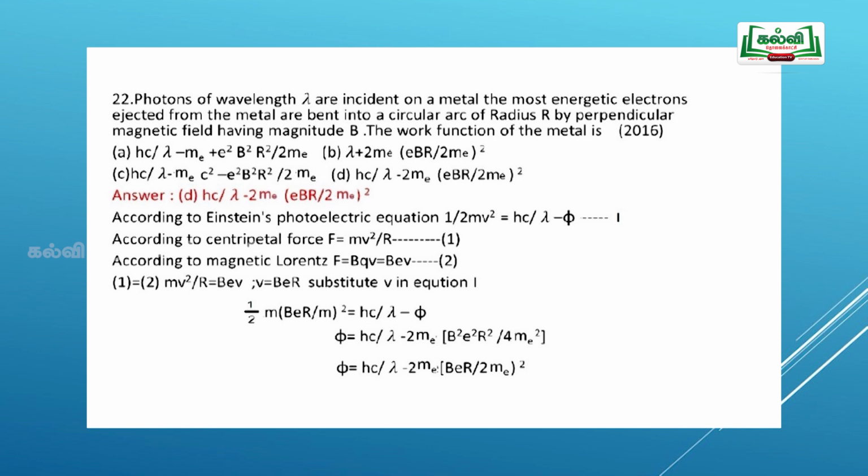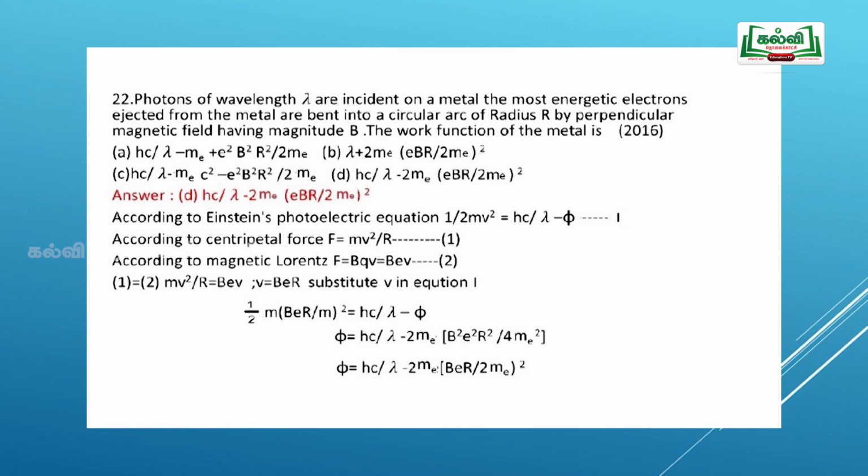Let's see how option D is the correct option. So hc by lambda minus 2 m e bracket e B r by 2 m e the whole square. According to Einstein's photoelectric equation, we know half m v square is equal to hc by lambda minus phi. Here we need the value of v. That is how to calculate from the data given in this.